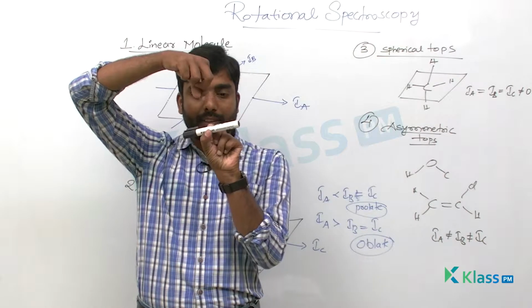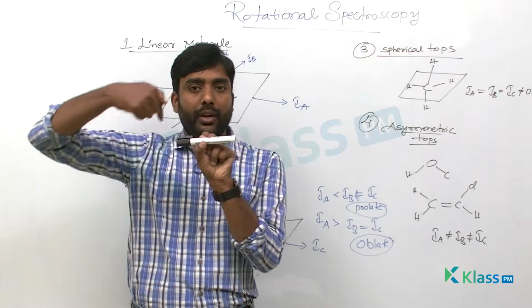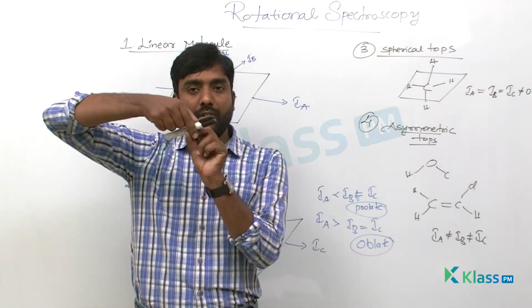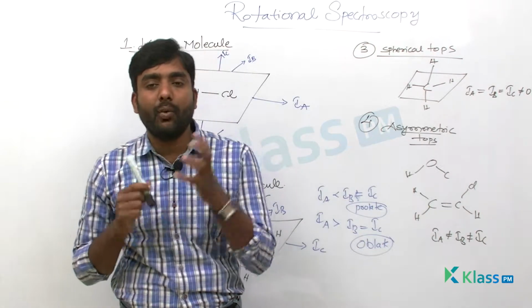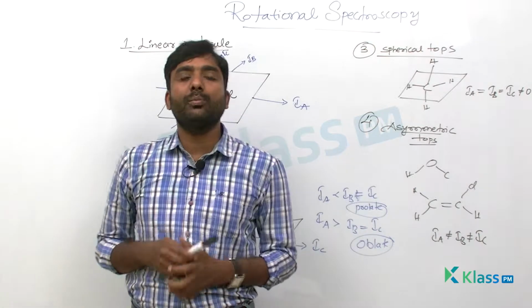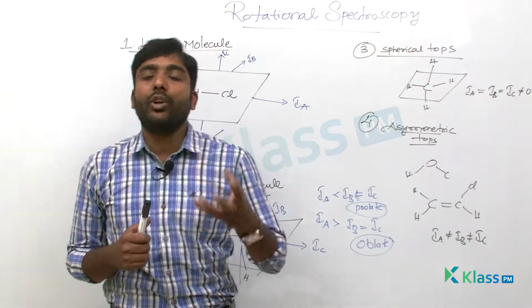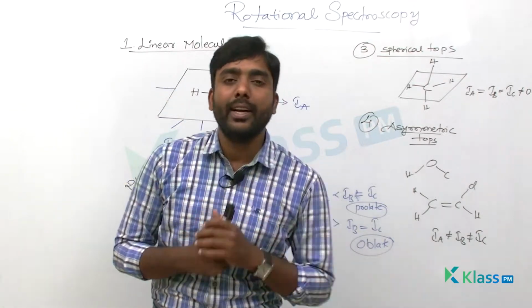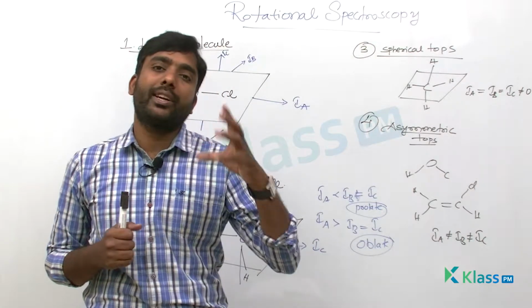Now I am rotating like this. So now the position of chlorine and hydrogen is changed. Now changed, now changed, now changed. So here what's happening? When I am rotating along this axis, the relative positions of hydrogen and chlorine are changing. That's why here the moment of inertia is greater.